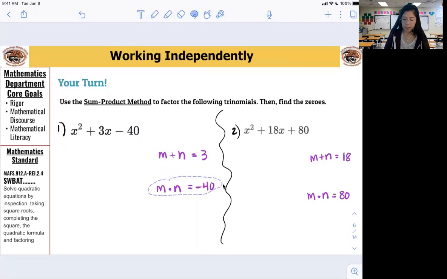Good, -8 and +5. Now, when you're doing this problem, you might notice, okay, this is a negative number. When you multiply the two, it becomes negative. So that means that one of them has to be positive and the other one has to be negative. That's the only way to make it work out. So when you're thinking through the possibilities, you can think about, okay, it's going to be a negative and a positive. Okay, -8, +5.